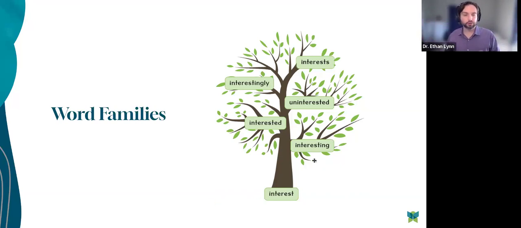So you have another derived form such as interesting, so adding the ing suffix. You have interested, uninterested, interestingly, interests. So these are family members that are very much related with some slight morphological variation, but they can all trace themselves back to this head word. So all of these derived forms are part of the same morphological word family that can trace itself back to this common head word here.